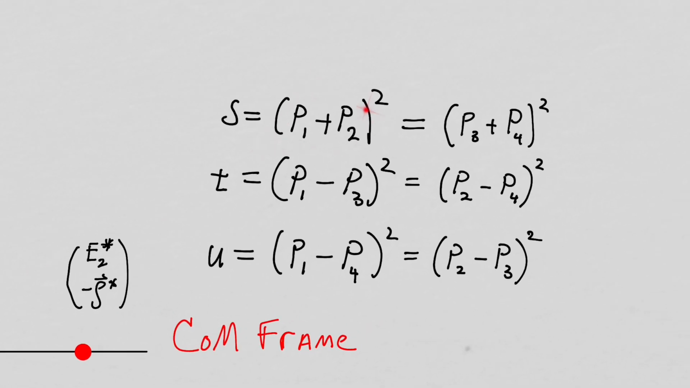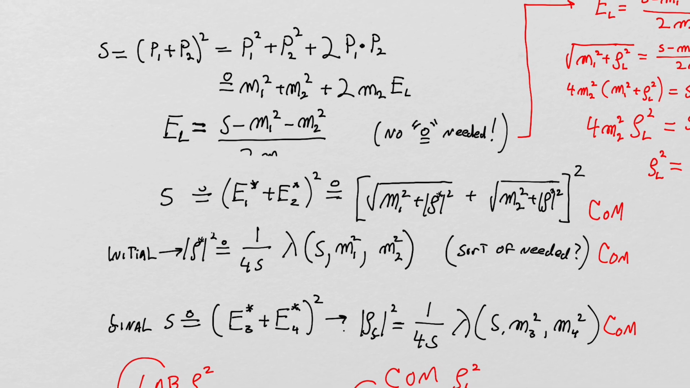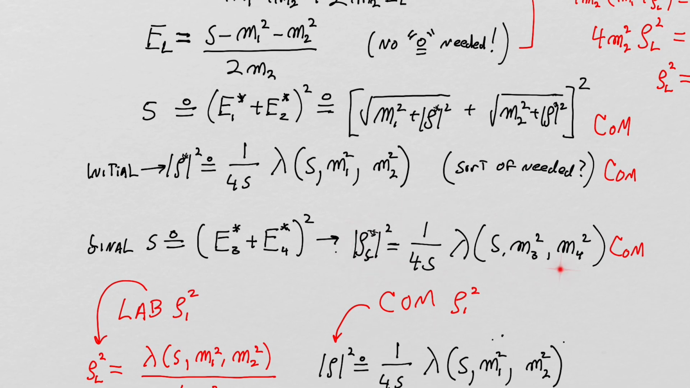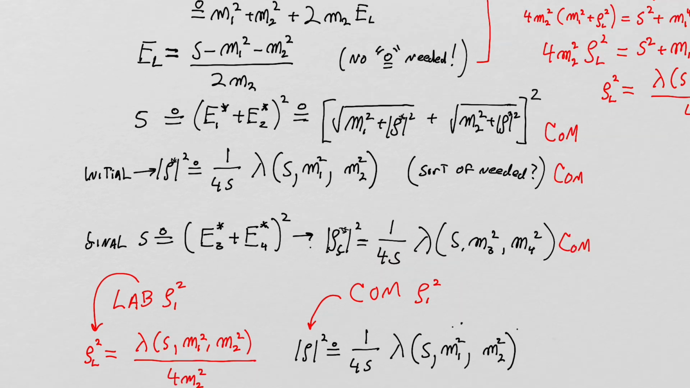S is P1 plus P2 squared, but it's also P3 plus P4 squared. So in the center of mass frame, we can use exactly the same logic we just did, where now instead of E1 and E2, we have E3 and E4, and everything follows through except for the subscripts. And we end up with the final momentum, again, missing my little star here, and that is the final momentum of the product particles in the center of mass frame. So you should see this kind of analysis is exactly the same.